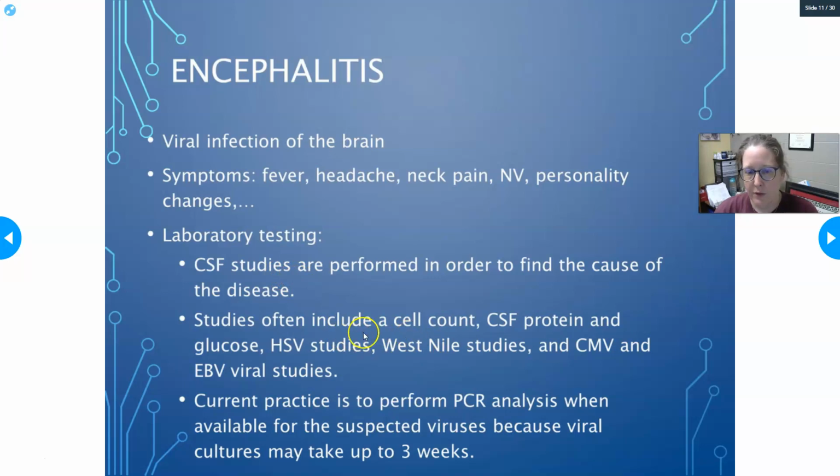The studies, again, often include a cell count, so white count and red count on the spinal fluid, and the protein and glucose in spinal fluid, but then also some of these other viruses. Those likely to cause encephalitis include herpes simplex virus, West Nile virus, cytomegalovirus, CMV, and Epstein-Barr virus. These are all ones that we want to screen for. Current practice now is to perform PCR analysis when available for these viruses because viral cultures could take up to 3 weeks. It is also possible to test for antibodies to some of these, obviously.